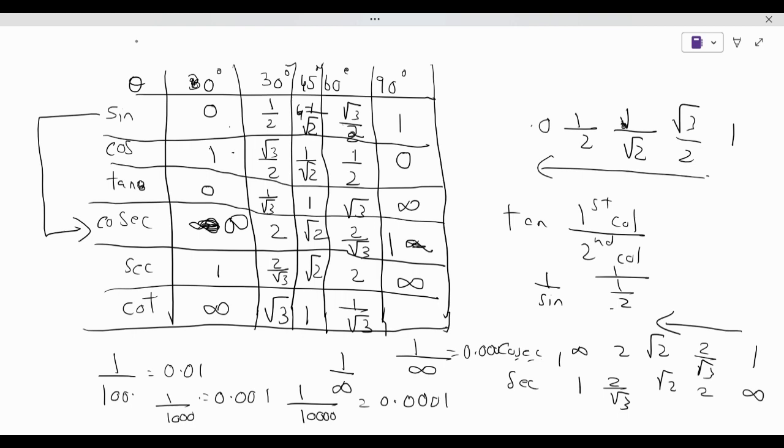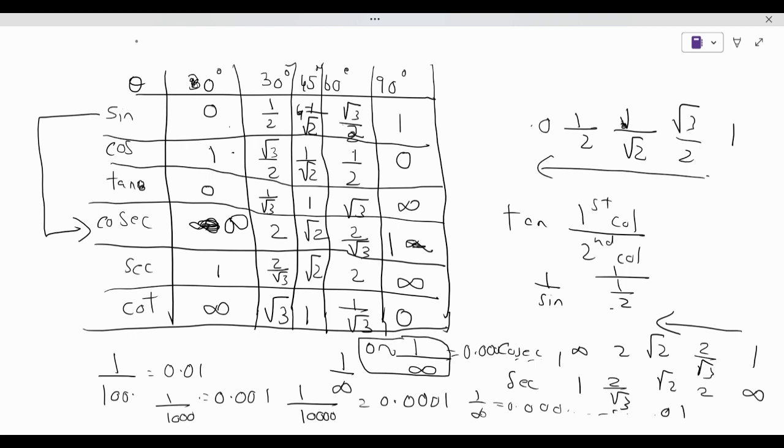It is approximated, so 1 by infinity can be approximated as 0. Since effectively 1 by infinity will become 0.000, it will go on till here and become 1. So we can approximate 1 by infinity as 0. So cot of 1 by infinity will become 0. Okay. So this is the table, and if you want, you can write it.